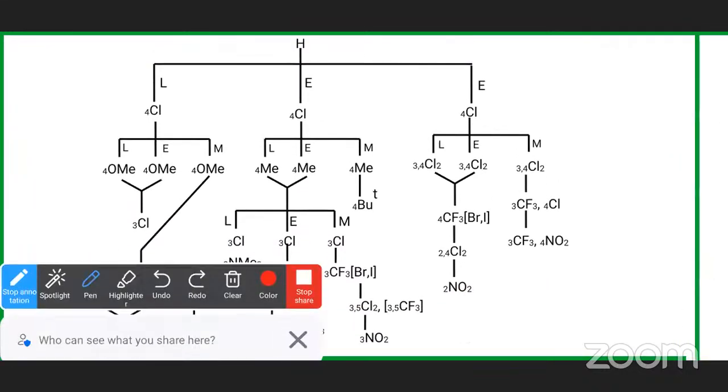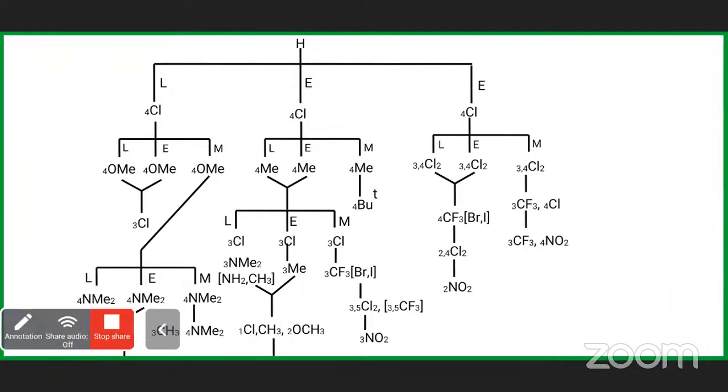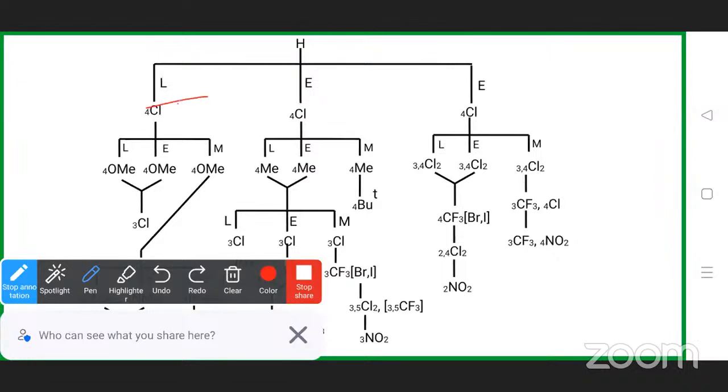Now, we do not actually require the low activity. For example, when you substitute chlorine at the 4th position, if you observe low activity, it is not required. And if you observe equal activity, this is also not required here, because we are trying to increase the activity.